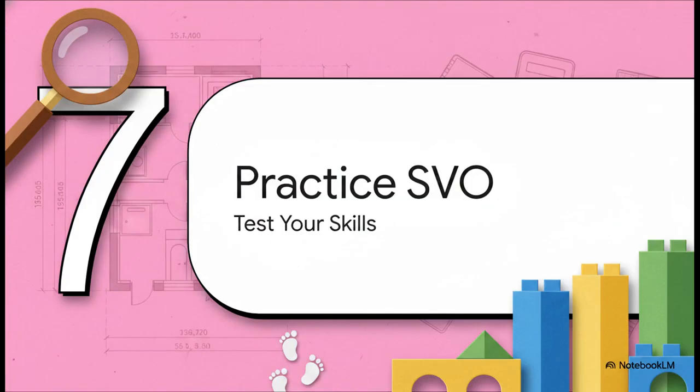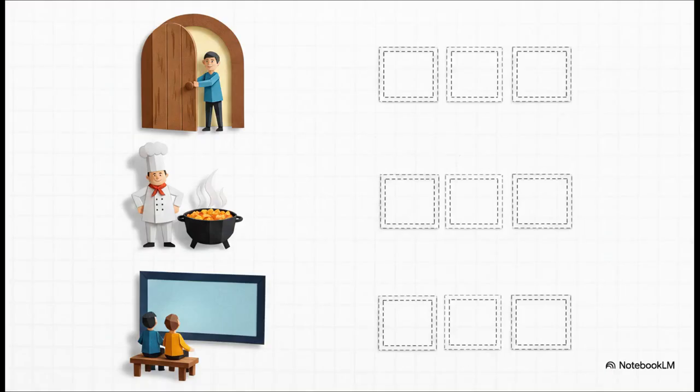Section 7, practice identification. All right, time to challenge your inner architect and test those new detective skills. Take a look at these three sentences. Hassan opened the door. The chef prepared kabsa. We watched a movie. I want you to mentally identify the blue, red, and green blocks right now.